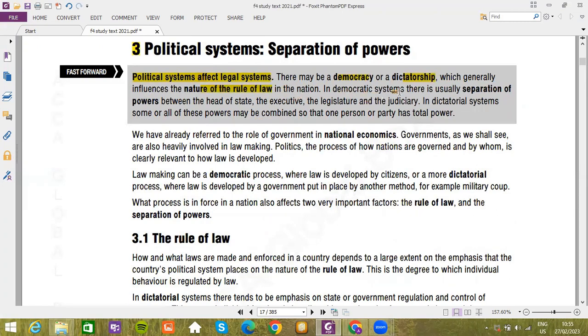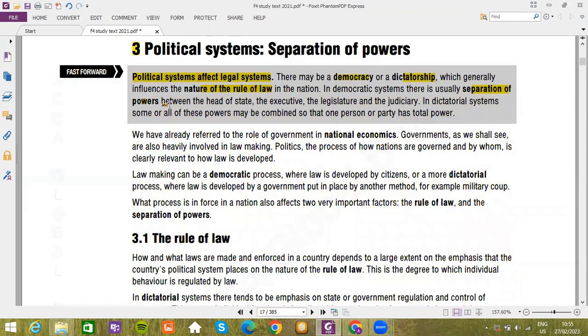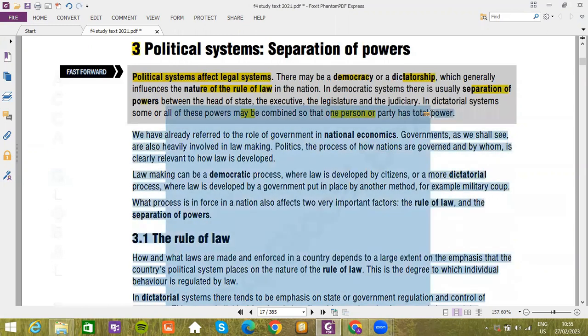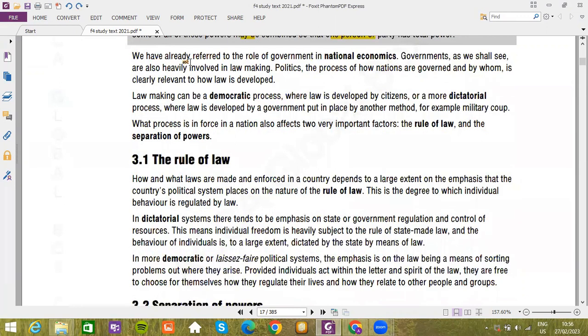In democratic systems, there is usually separation of powers between the head of state, the executive, the legislature, and the judiciary. In dictatorial systems, some or all of these powers may be combined so that one person or party has total power. We have already referred to the role of government in national economics.